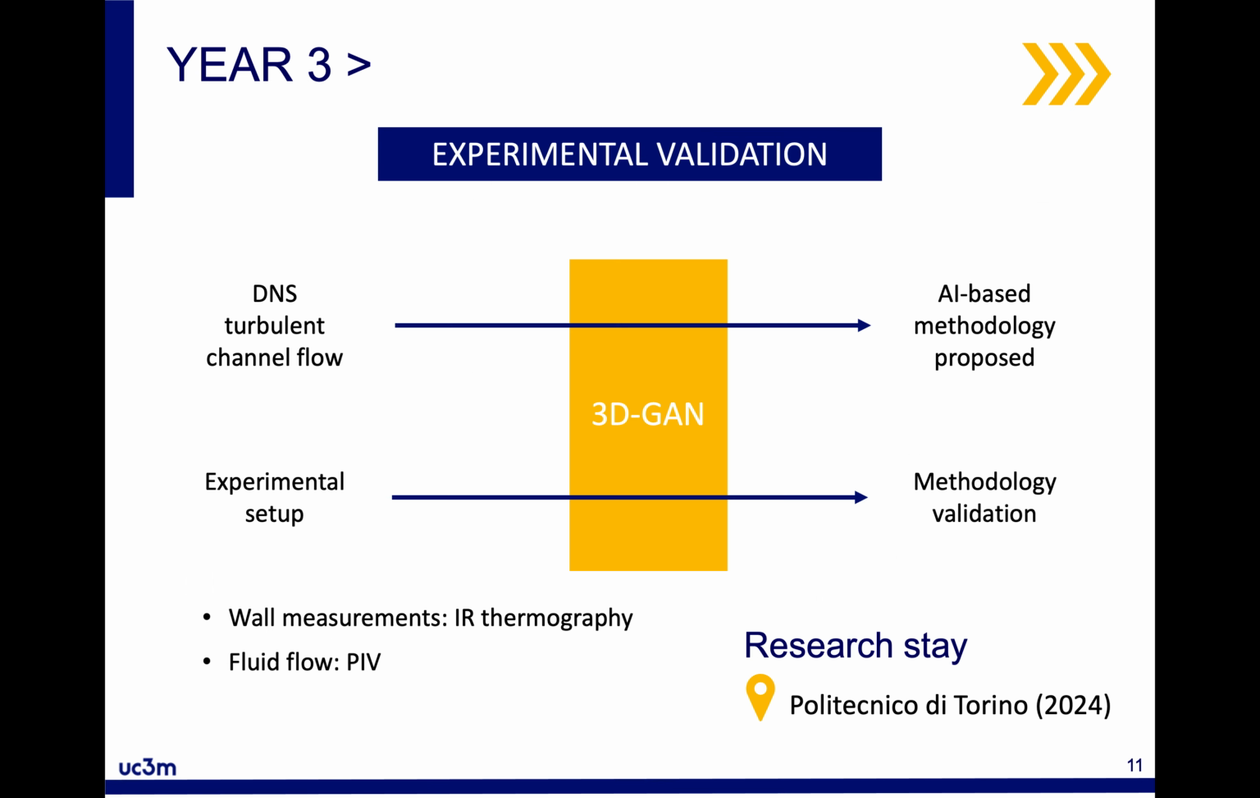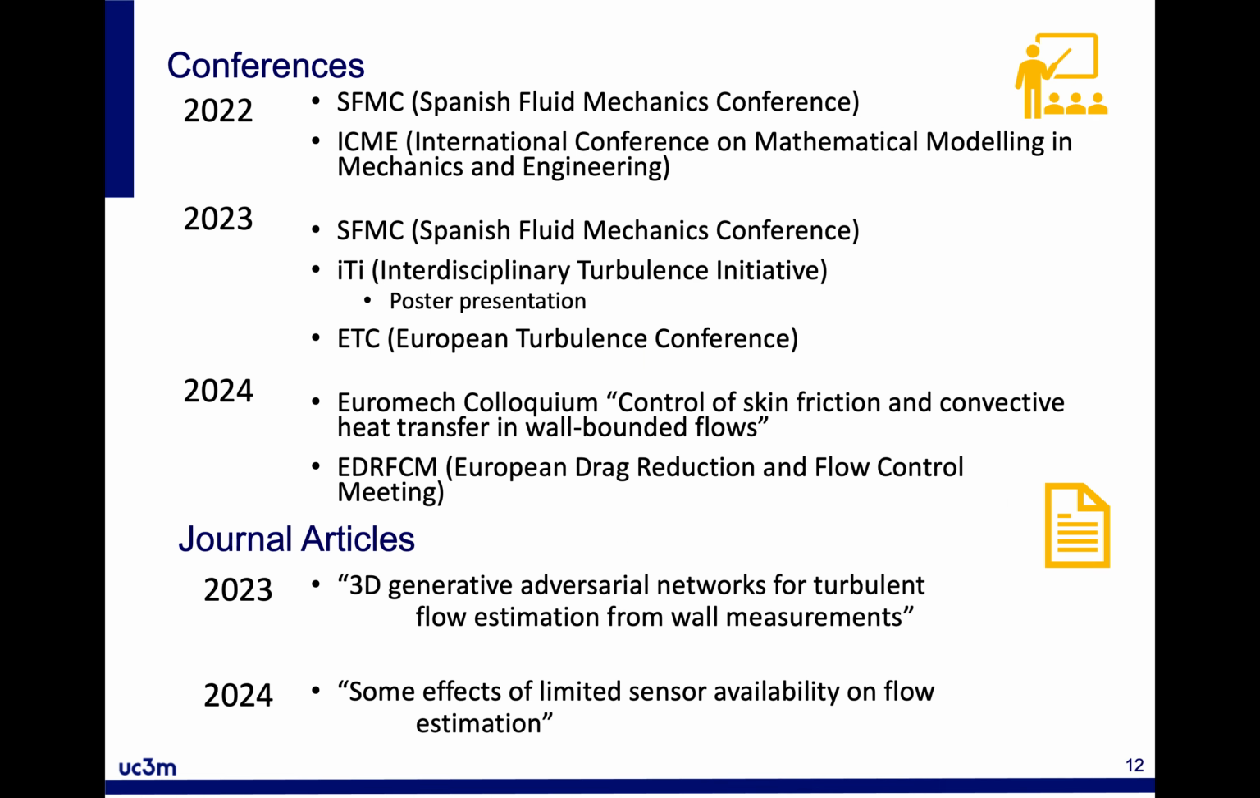And at the moment, I am developing an experimental campaign with a channel facility where we are using infrared thermography and PIV for the velocity field estimation. And the idea is to make a validation of the 3D GAN methodology in an experimental setup, because this methodology was previously developed and presented based on data from a DNS. And I am doing this as part of the research stay in Politecnico di Torino at the moment.